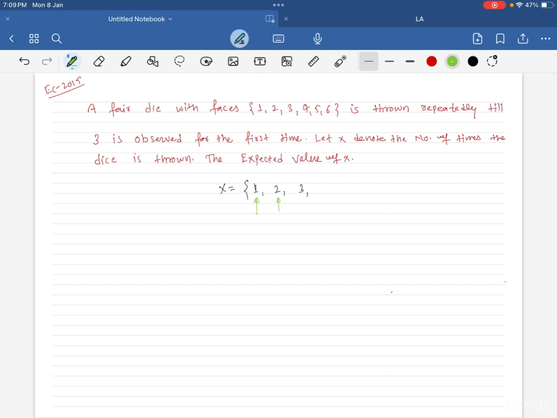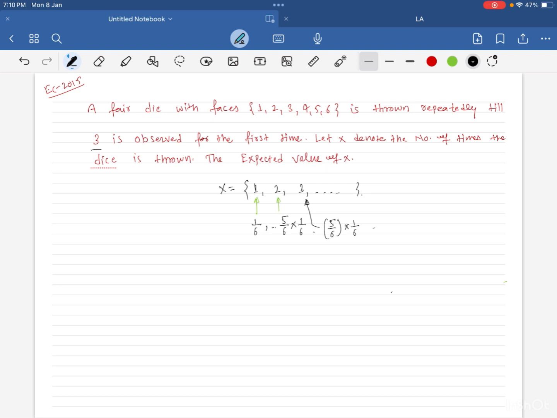And the probability associated with that would be 1 divided by 6, right? And if we are getting 3 in the second trial, then in the first trial we haven't got it, but in the second trial we got it. In the third case, the first trial we haven't got it, but in the third trial we have got it, right? So you get the associated probability with all this random variable till infinity.